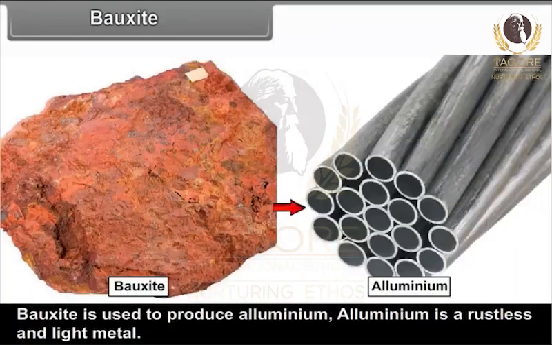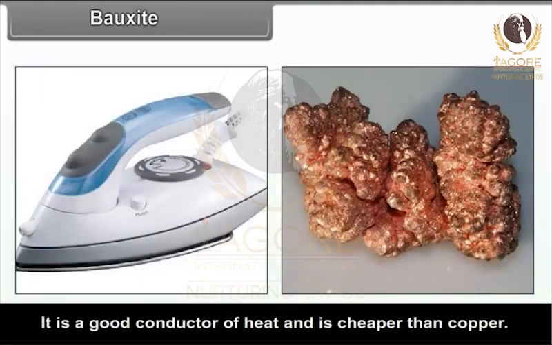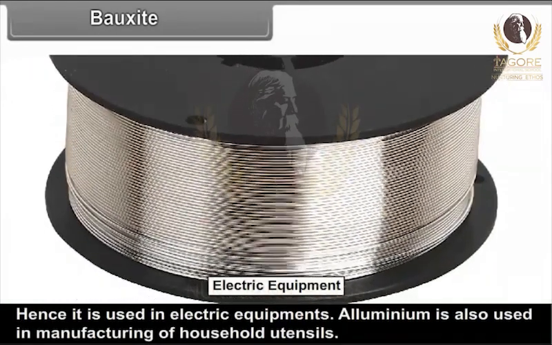Bauxite. Bauxite is used to produce aluminium. Aluminium is a rustless and light metal. It is a good conductor of heat and is cheaper than copper. Hence it is used in electric equipment.